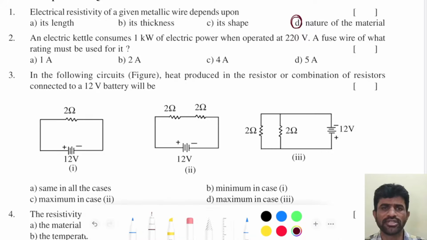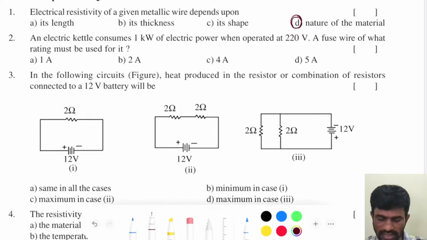An electric kettle consumes 1 kilowatt of electric power when operated at 220 volt. What rating of fuse wire must be used for it?